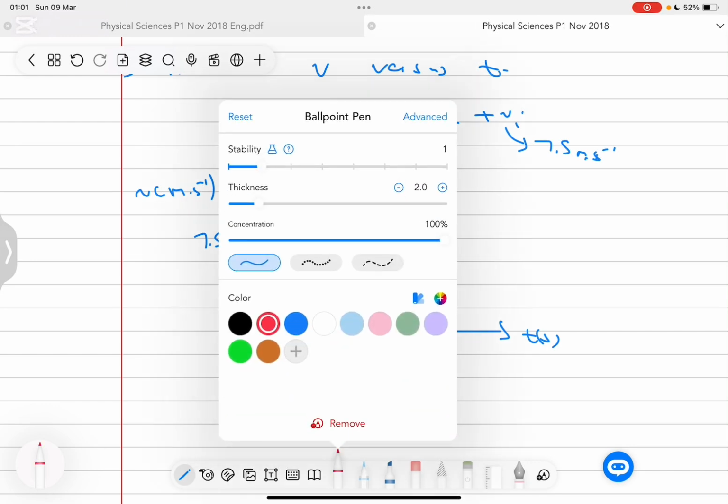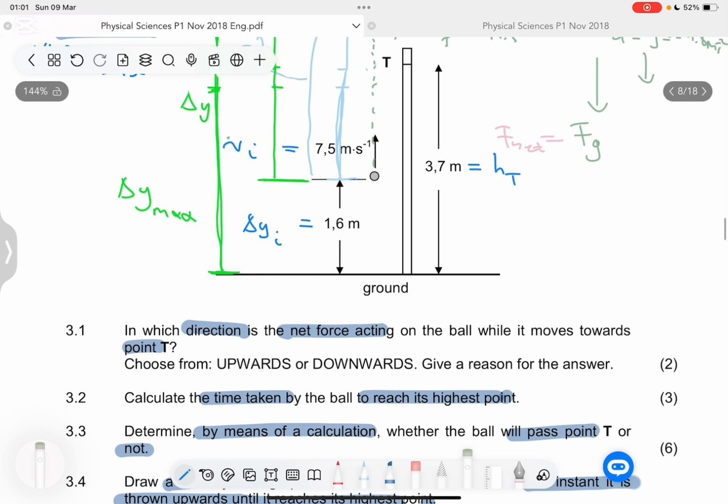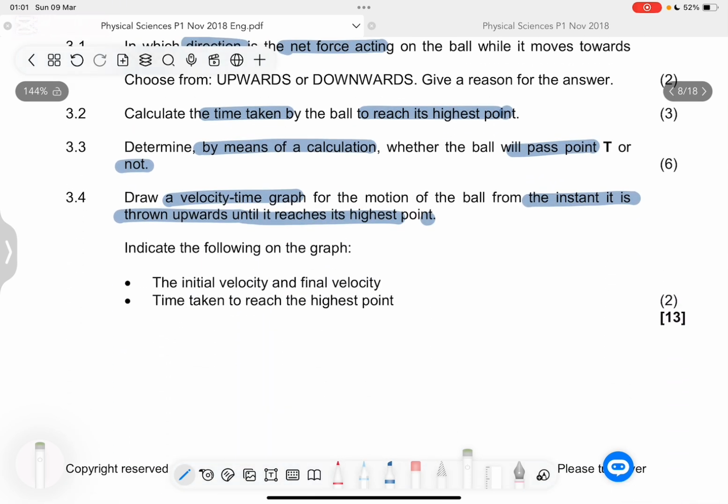Now, this is a very simple graph. They're going to give you a mark for drawing this, for writing the time and also the initial velocity. So basically, they are marking what they requested you to do, for 2 marks.